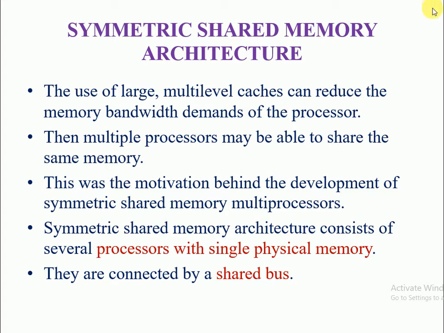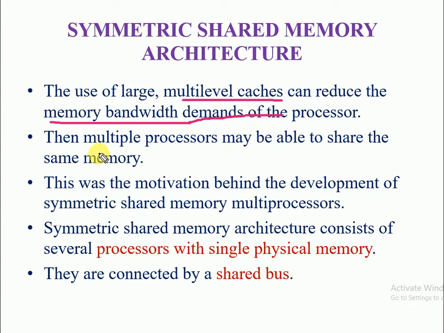So the normal usage of large multi-level caches we have already seen. If we are having multiple levels of caches, we can have more availability of data, or we can increase the speed by referring to different levels of caches without referring to the primary or secondary memory. So it can reduce the memory bandwidth demands of the processor.